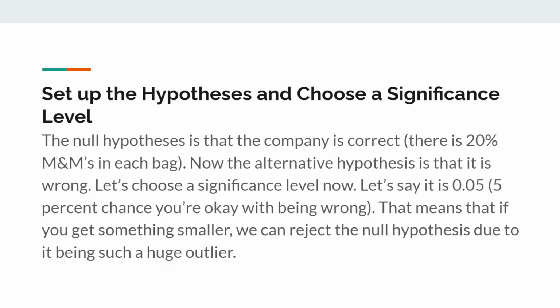And that basically is hypotheses. Let's go over this again because it's different for each one. So the null hypothesis is that the company is correct. There's 20% M&Ms in each bag.